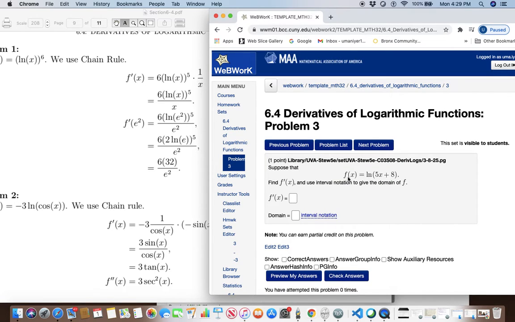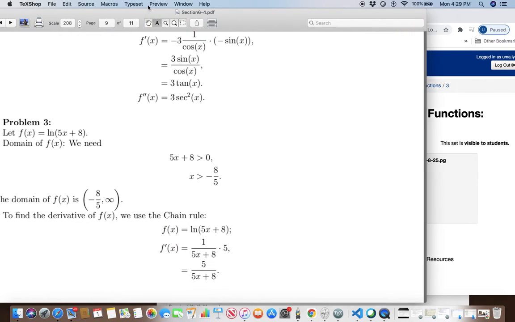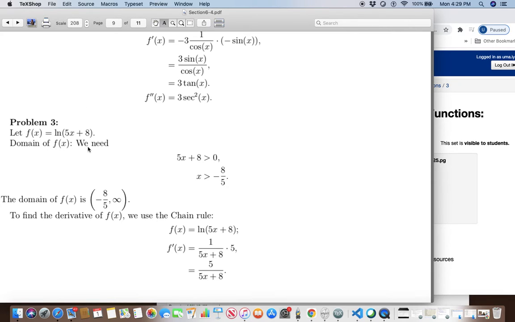Next problem. f(x) is natural log of 5x plus 8. Find f prime of x and use interval notation to give the domain. First, let's figure out the domain. The domain of natural log is positive real numbers, so the argument has to be greater than 0. In other words, x has to be greater than negative 8 over 5. So the domain of f(x) is the open interval from negative 8 over 5 to infinity.